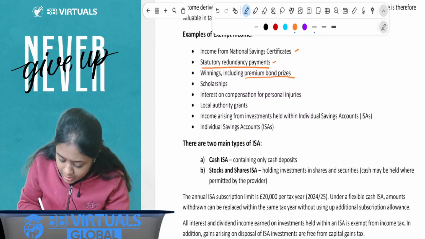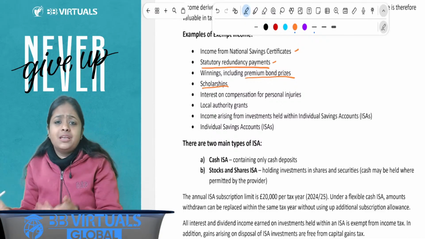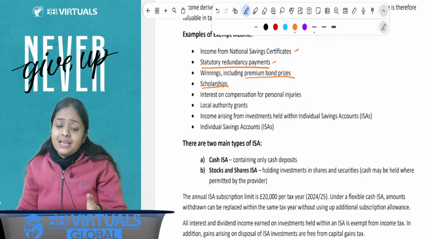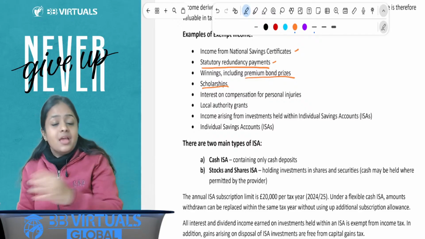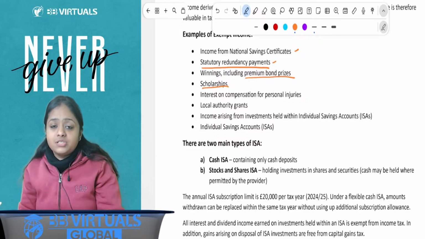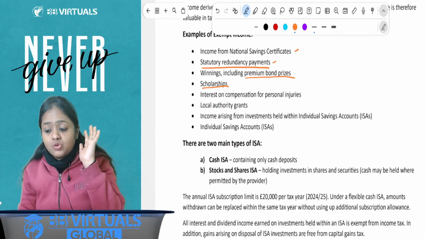Next, scholarships. So any kind of scholarships, in India also, it is exempt. Whether you are a student, an employee, or any person receiving a scholarship from anywhere, it is exempt, it is not taxed.